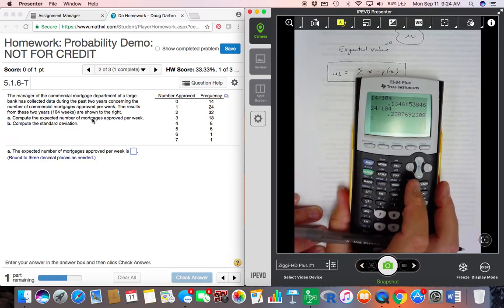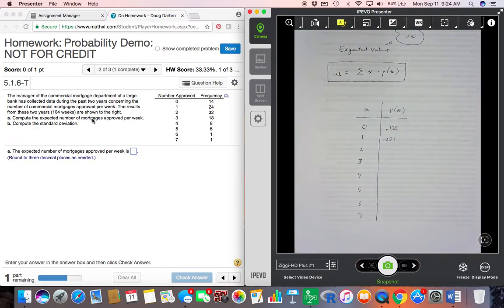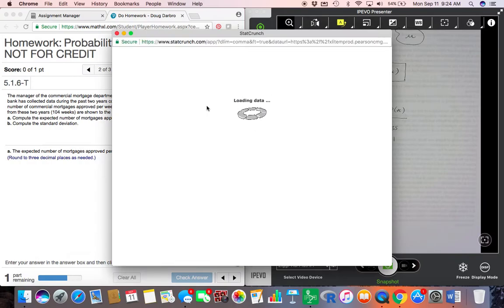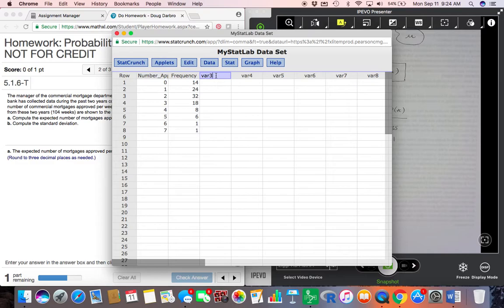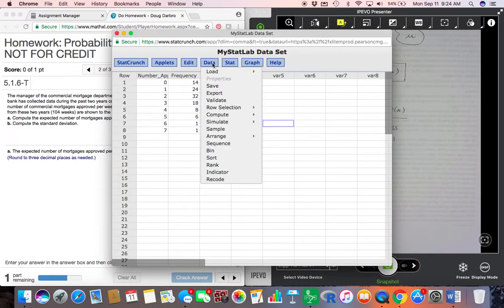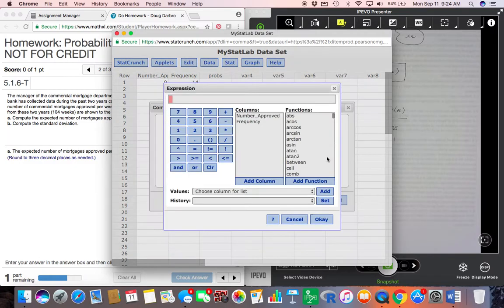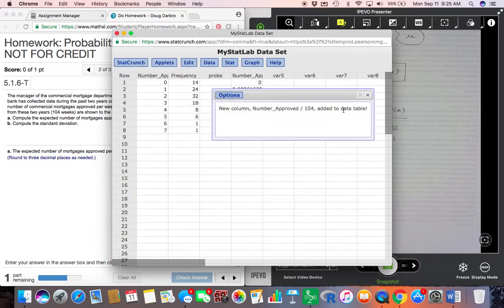The next is going to be, you know what, there's a lot simpler way to do this. I'm going to show you how to do this right now. So what we could do is open this up in StatCrunch. This is going to be a lot better. I can create a column of probabilities. All I got to do is go into Data, go to Compute, and create my own expression. My expression is going to be very simple. I'm going to do the number divided by, and we said what? It was 104. And I'm going to press OK, and I'm going to compute.